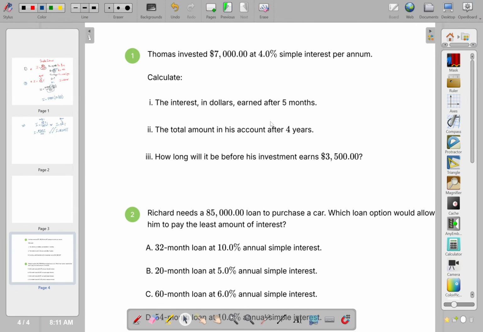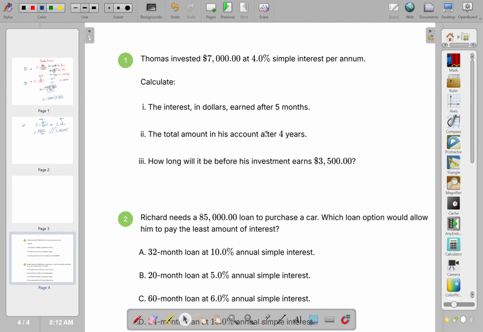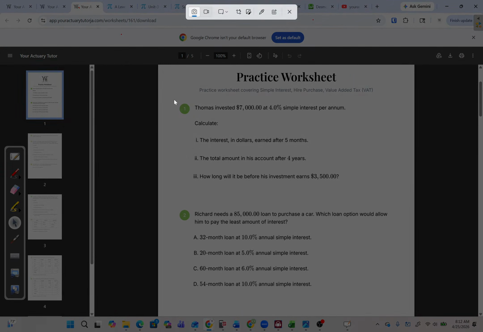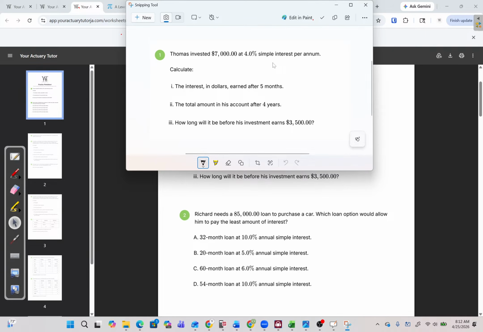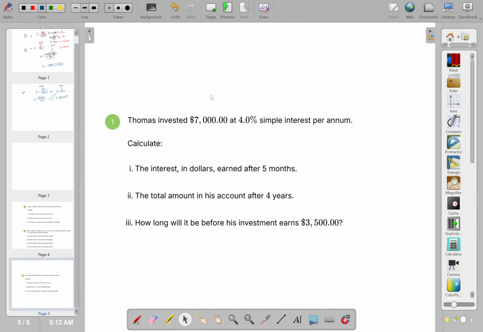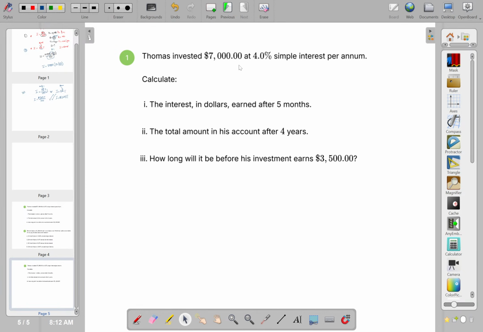So Thomas invested 7,000. In fact, I just realized, let's go one at a time. I don't know why I grabbed both of them at the same time. All right, let's grab this one. Let's read it out loud. Thomas invested 7,000 at 4% simple interest per annum.